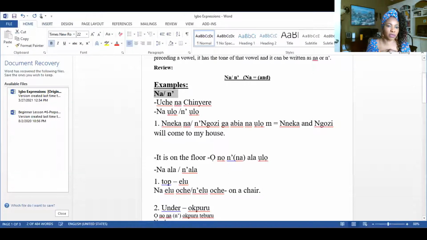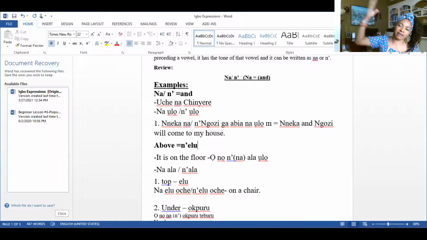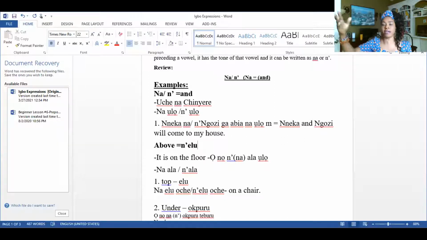So, now we're going to use the word above. When you say above, it's something that's nelu, na elu. Above means elu. And this na means and. So you have to join it with something, elu na elu. Let me use this now. Elu, above, nelu. It is above the lamp. It is above the chair. It's above the rack. So all these things. Ono na elu, it is above the table. It's on the table. So these are ways you can use the word na.